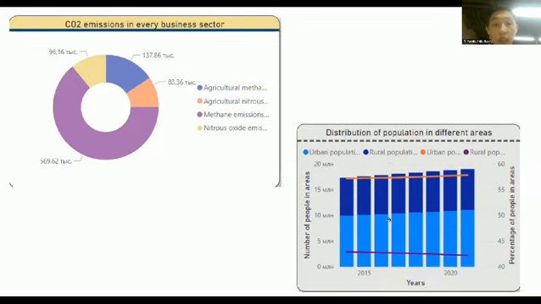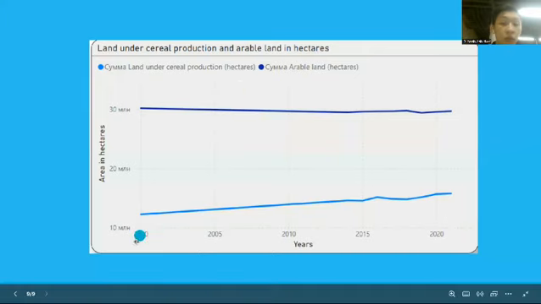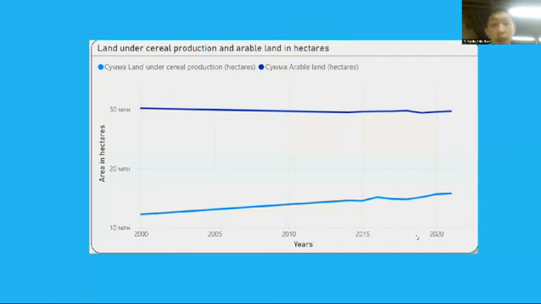Also here, in the next slide, we can see the cereal production in Kazakhstan, also arable lands. And here we can see that the arable land is much more than the cereal lands, and it was from about 2000 to 2020.